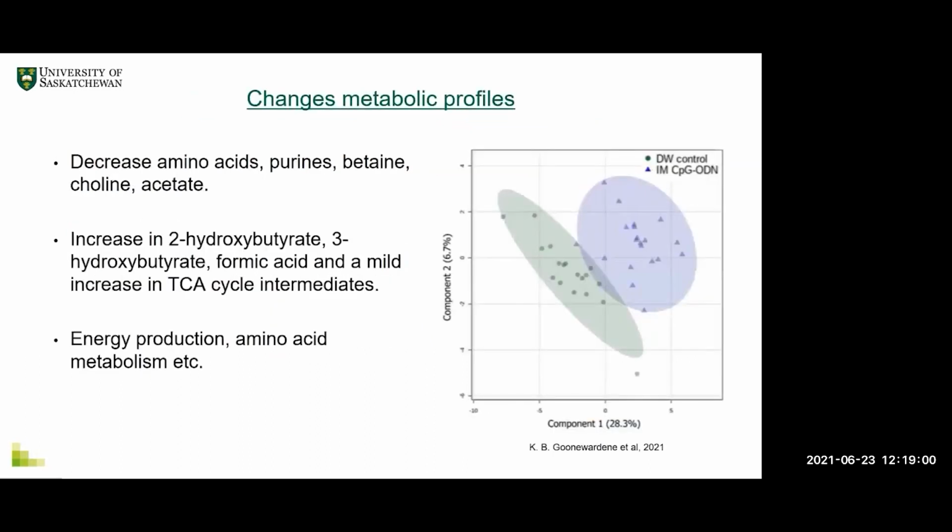Moreover, a recent study conducted in our lab revealed that it can change metabolic profiles of chickens following CpG-ODN administration. Some metabolites like amino acids and purines decrease while some increase like 2-hydroxybutyrate, 3-hydroxybutyrate and formic acid, and there is a mild increase in TCA cycle intermediates.